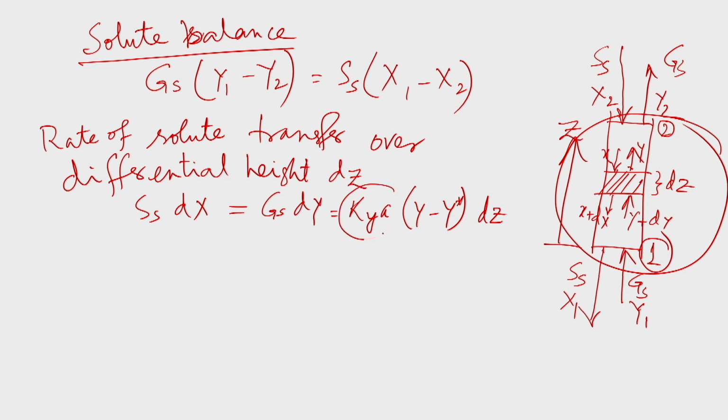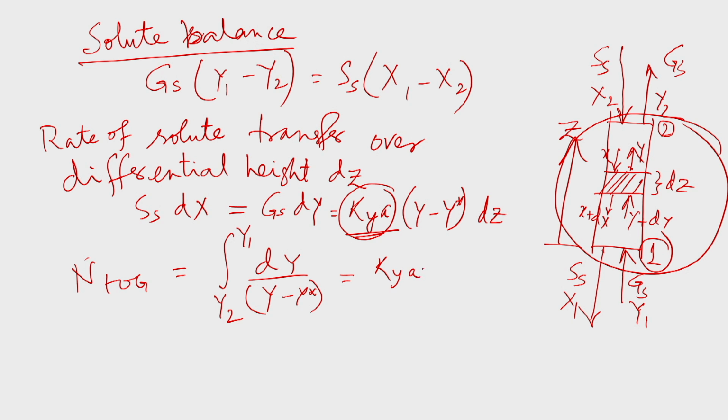Okay. So where this Ky a we know is the overall mass transfer coefficient based on the outside surface area, we have already discussed this previously, and then the NTOG and HTOG, that also we have derived, that is y2 to y1 will be having this dy, from this equation, by y minus y star, that will be equal to Ky a, this constant parameter, by Gs also, as this is on solute free basis. So that will also be constant.